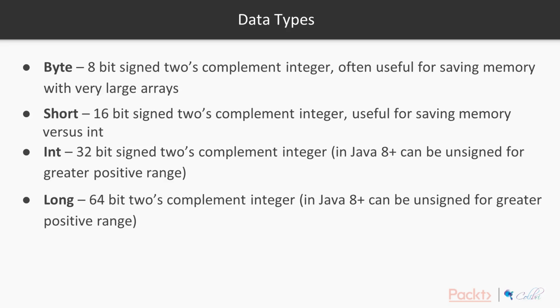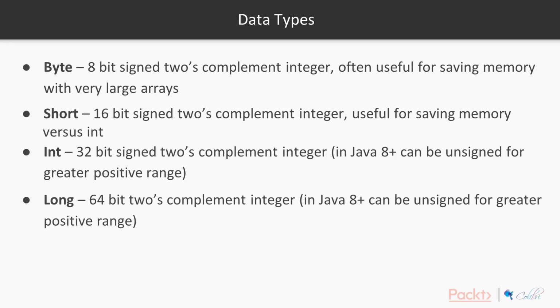Well, first of all we have the byte, which is an 8-bit signed 2's complement integer. And it's often useful for saving memory with really large arrays. Quite often if you receive some kind of memory buffer or data buffer, it will be a byte array. And that's because an 8-bit integer is sufficient for storing the element in the array.